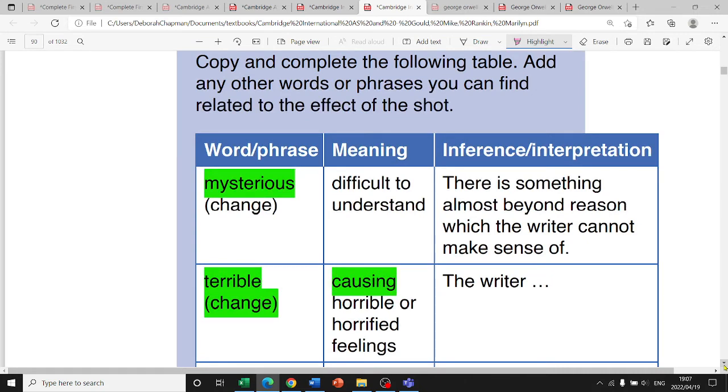So I want you to look at the next one. Terrible, just on its own for now. The terrible change. So what is terrible?